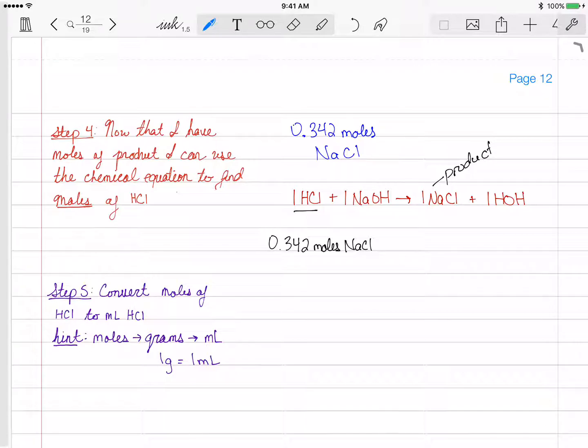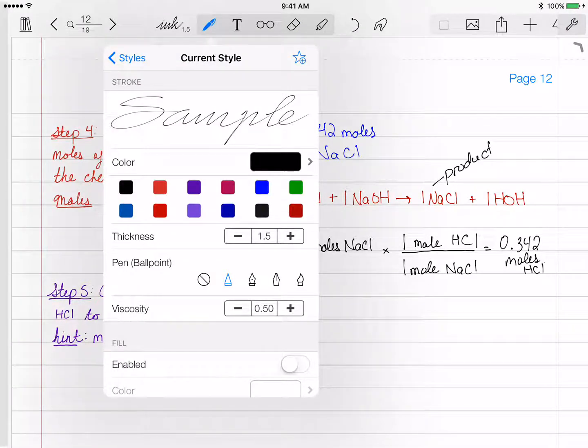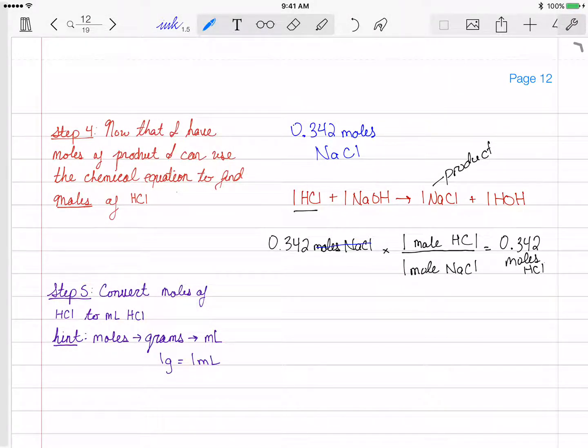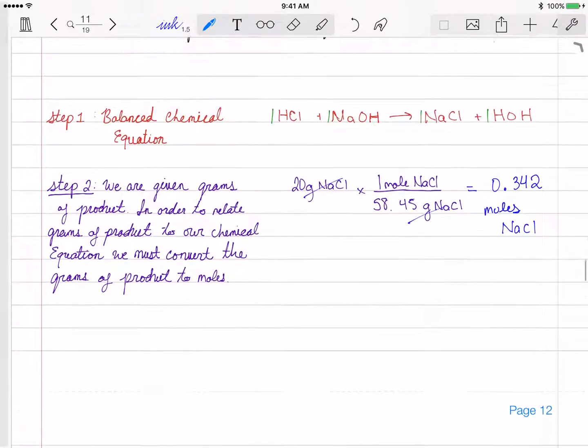So 0.342 moles of sodium chloride, and so for every 1 mole of sodium chloride product we get, it took 1 mole, here I'm using my balanced chemical equation, 1 mole of hydrochloric acid. And so really, it's going to take the same amount of moles of, not NaCl, because that canceled. Excuse me. Hydrochloric acid. Moles of NaCl canceled. That's what I wanted. I wanted to end up with my moles of hydrochloric acid.